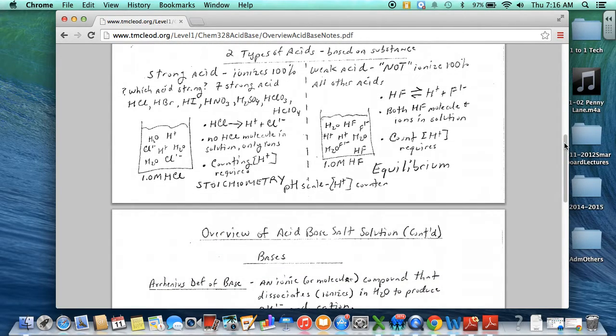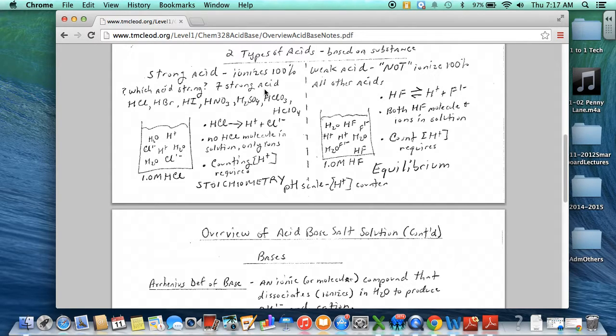There are two major types of acids, and the type of acid is determined by the acid substance itself, the molecular compound itself, not by how much you have in it. The two are strong acids and weak acids. Strong acids ionize 100%, whereas weak acids do not ionize 100%. We'll get a little bit into that when we look at these little pictures here. So which are the strong acids and which are the weak acids?